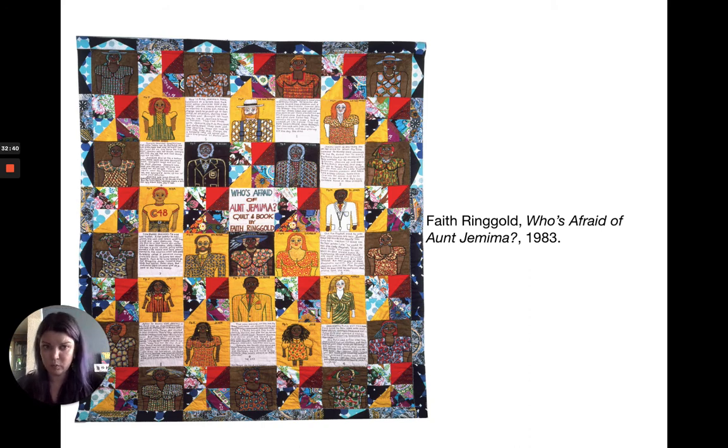So she created this work, which is called Who's Afraid of Aunt Jemima, after her mother died in 1981. And this is a story quilt, which is a long tradition of making story quilts. They don't always have words. A lot of times they just have images that tell a story, but this one has images and words. And this merges the personal and the political. So she's telling some personal aspects of her story and her mother's story interwoven with these larger themes and tropes that relate on a larger scale than just the personal.